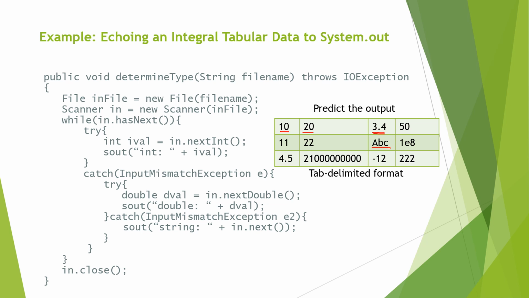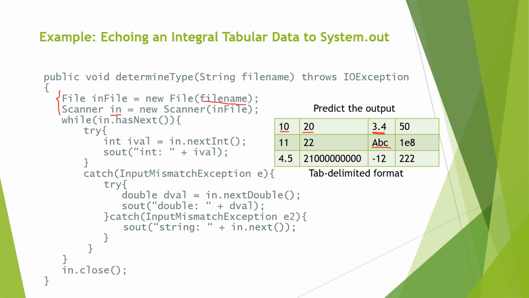I will have these first two lines that allow me to construct a new scanner on the file whose name is given as an input parameter of the method determineType. Then after the scanner object in is constructed, I have a while loop.